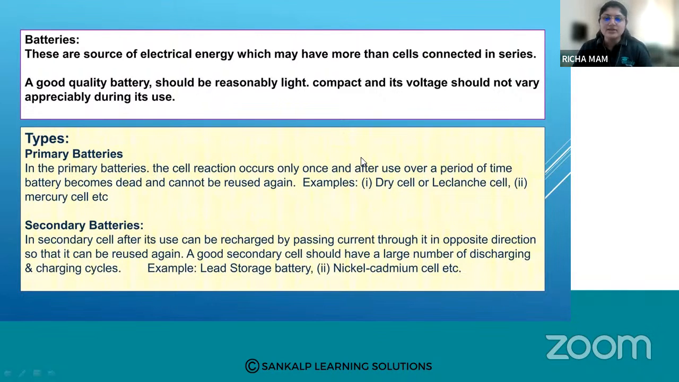As we are discussing secondary batteries, these can be reused again and again. How can you reuse them? By applying the electric current in the opposite direction. These secondary batteries are also called storage batteries. Why? Because you are using electrical energy, and this electrical energy can be stored. How is it stored? In the form of chemical energy. So what are the two types of secondary batteries? Please remember the example.